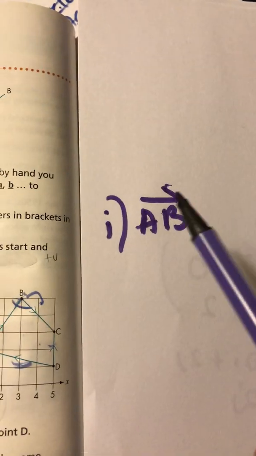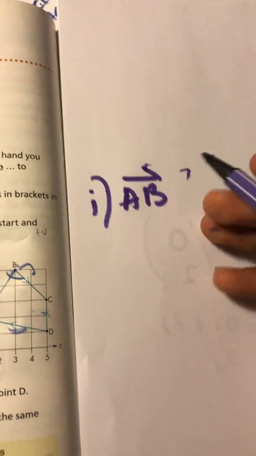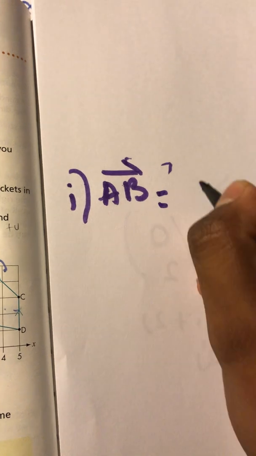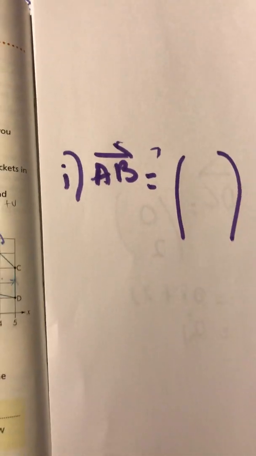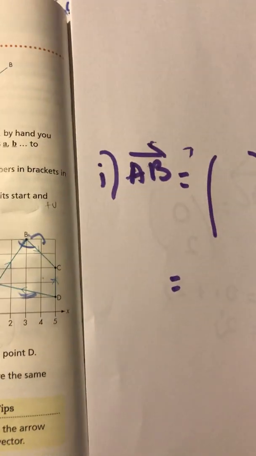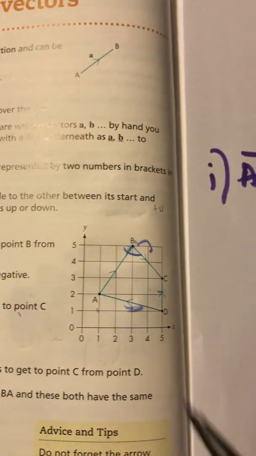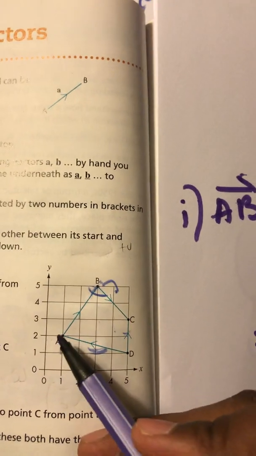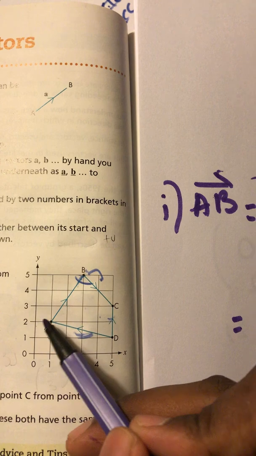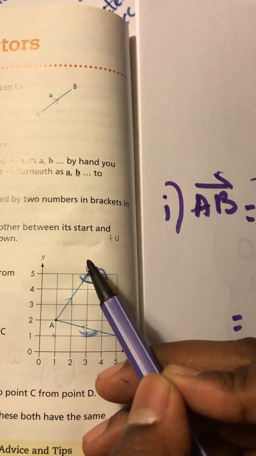Now the question says I want to go from A to B. Please write in vector form. I can either write it in the matrix form like I taught you earlier, or I can write the ij form. It's up to me, but I'm going to show you both for understanding. So from A, I want to go to B.